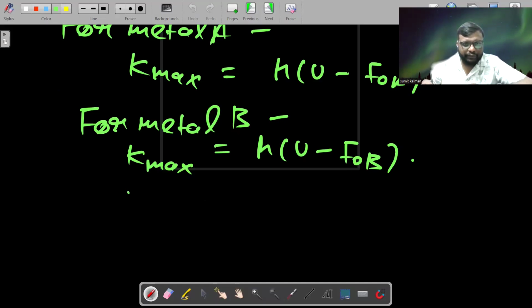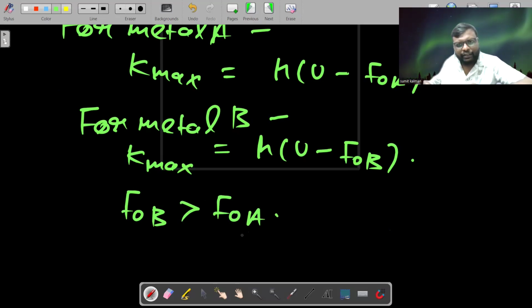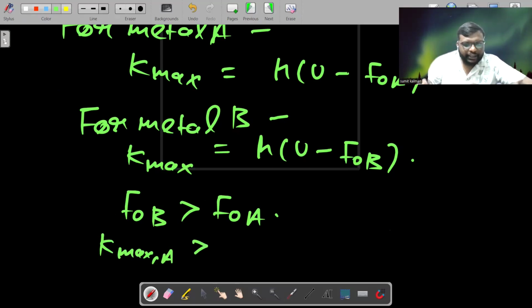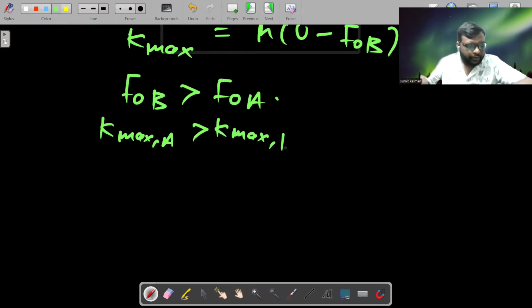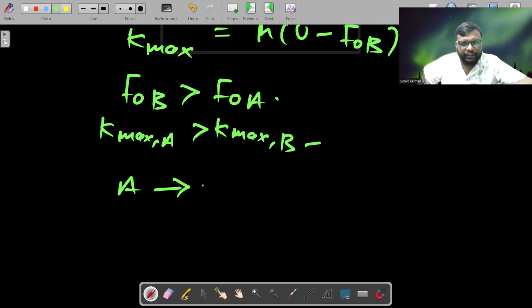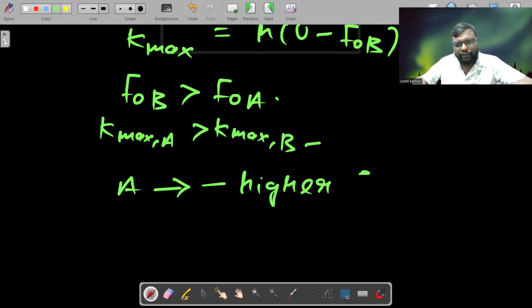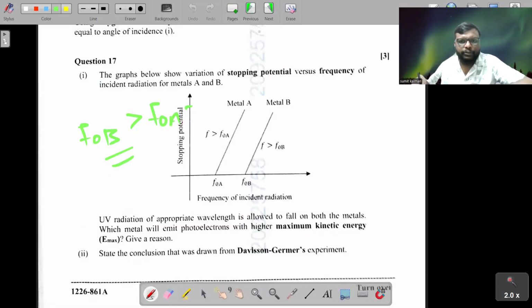So here ν0B is greater than ν0A. So students, the maximum kinetic energy for metal A, that is Kmax A, will be greater than the maximum kinetic energy for metal B. So students, metal A will emit photoelectrons with higher kinetic energy. So this is the solution of this problem.